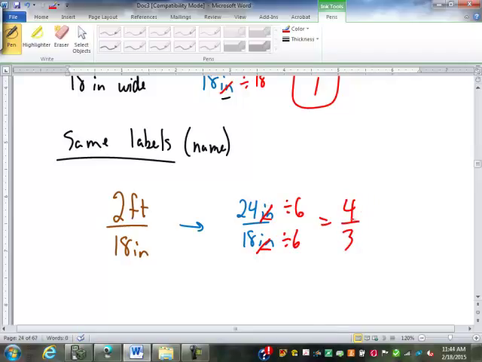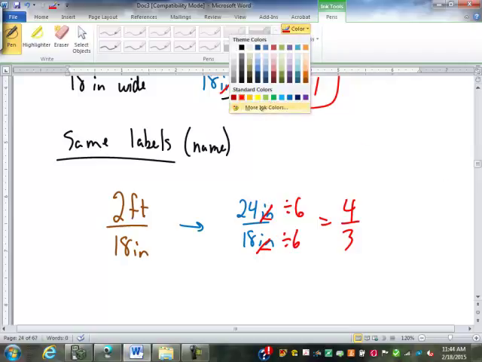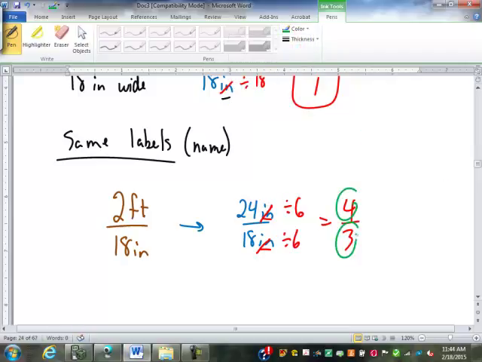Here's another spot where it's different from fractions. If that were a fraction, I would reduce that to a mixed number of 1 1/3. As a ratio, I don't want to do that because, again, a ratio compares two numbers, a comparison between the two numbers. It's not truly a fraction.